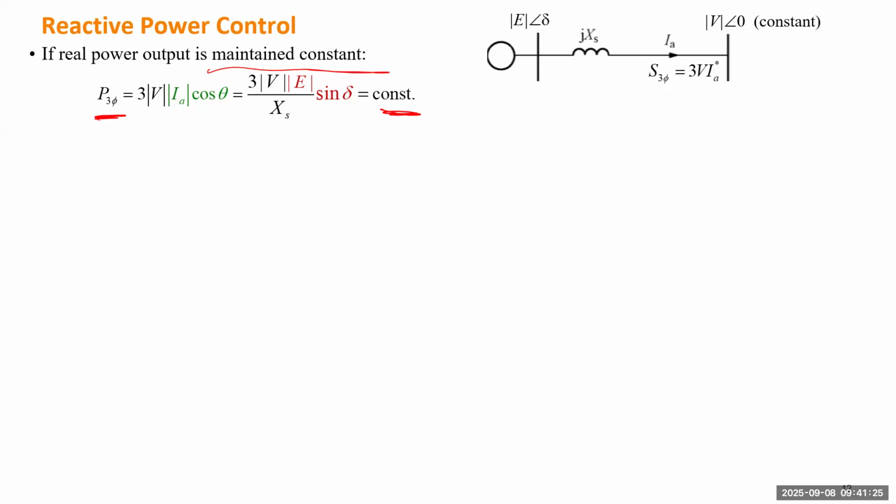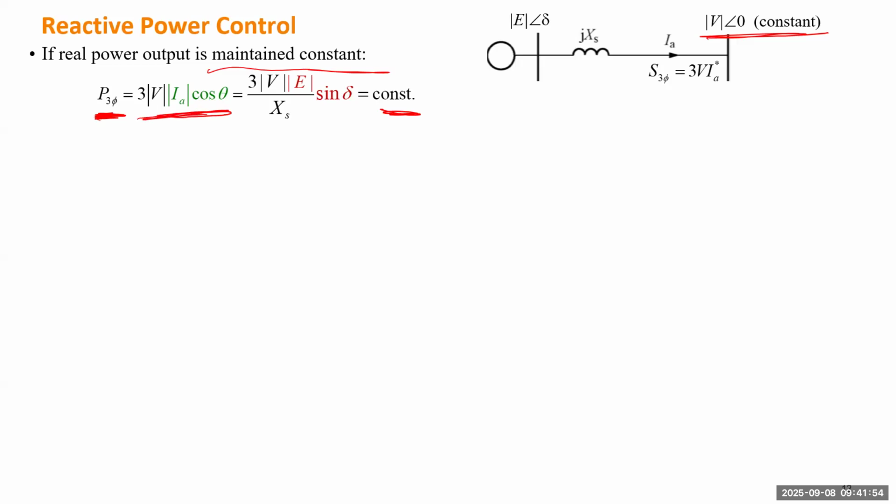Also, because here we assume the other side of the system is an infinite bus, the voltage is also constant. So the only thing you can change will be the current and the excitation voltage E. Okay, so how are we going to change the power factor of the generator to meet the requirement for reactive power? So the three-phase active power can be calculated from the first formula.